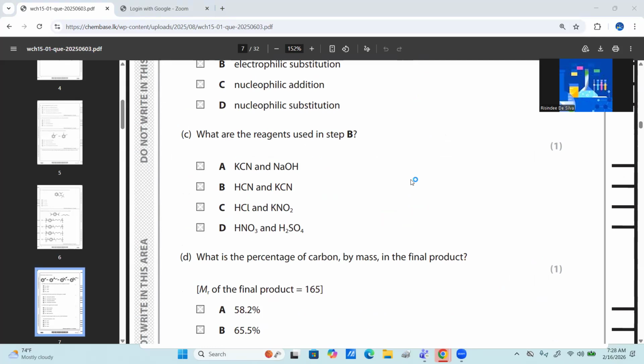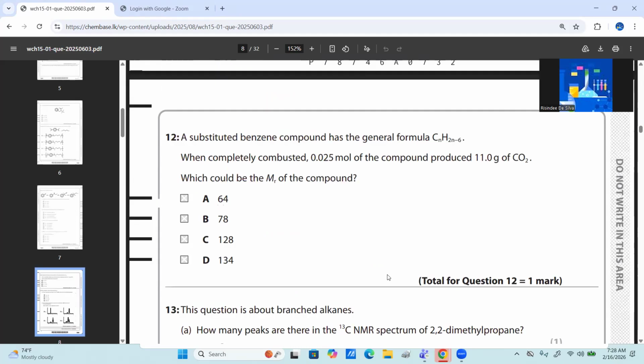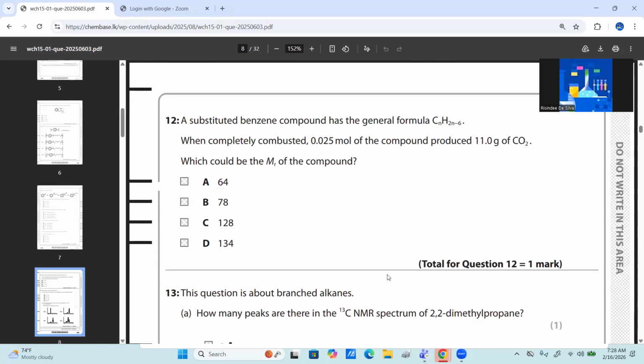Then, a substituted benzene compound has a general formula like this. When completely combusted, 0.025 moles of the compound produced 11 grams of carbon dioxide. What is the molar mass of the compound? Okay, to do this, first you need to write the equation. CnH2n-6 in the presence of oxygen will give CO2 and H2O.